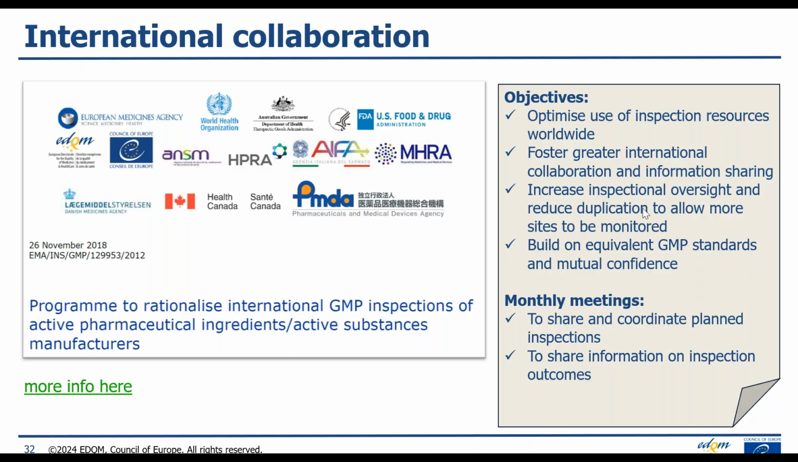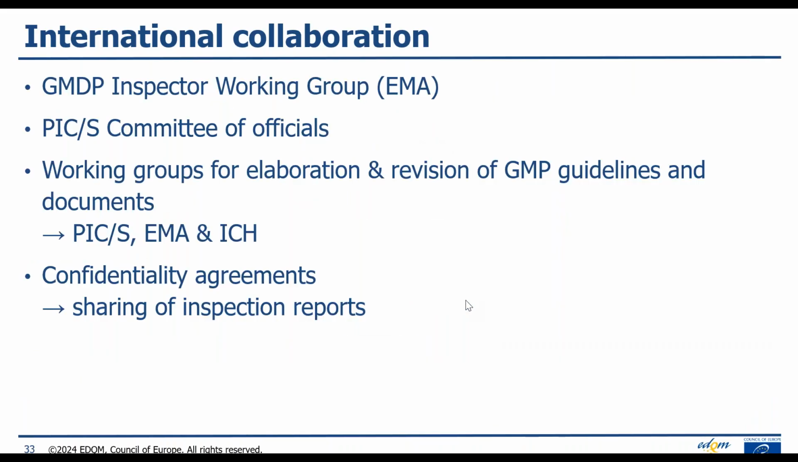So I guess the aim is to increase inspectional oversight and reduce duplication of inspections to allow more sites to be monitored, and it helps us to build on equivalent GMP standards and mutual confidence between inspections of different authorities. So as I mentioned, we have a monthly meeting where we would, I suppose, share our inspection plans to coordinate together to try and reduce duplication of inspections, and we would also share information on inspection outcomes.